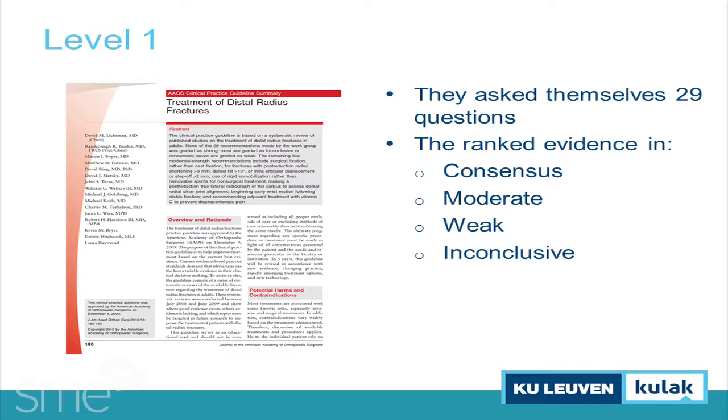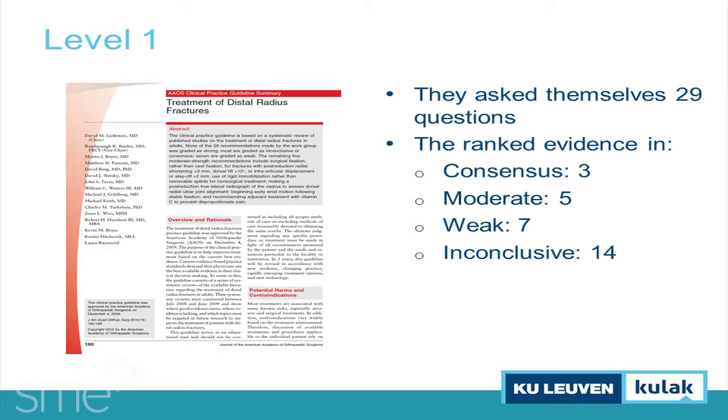So let's see. These smart people from the AOS, they put a whole committee together to make recommendations. There is another paper that is in the Cochrane database, and there are several papers about this. This is about guidelines. So they ranked the evidence and they asked 29 questions, and I'm not going into the detail, but basically they ranked the evidence that they had. There is consensus, there is moderate evidence, there is weak evidence, and there is inconclusive, which is a posh word to say we don't know. 14 inconclusive, half of the relevant questions they asked.